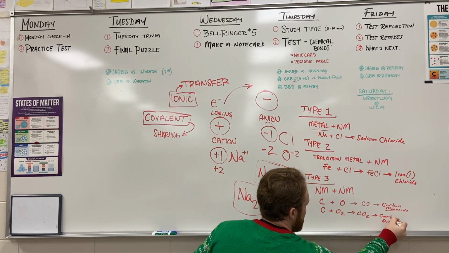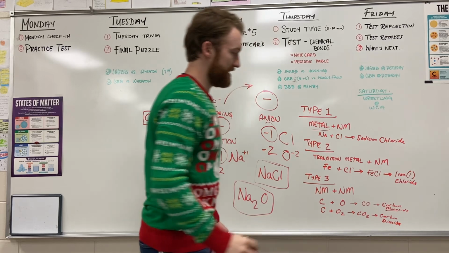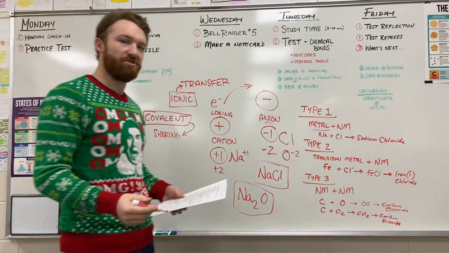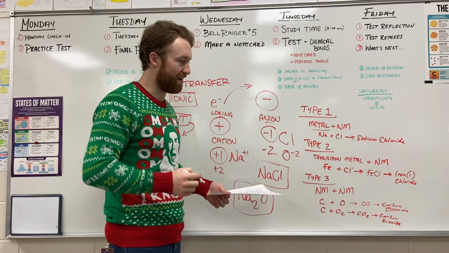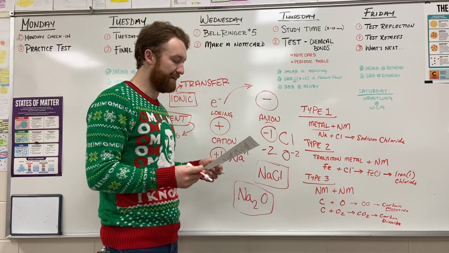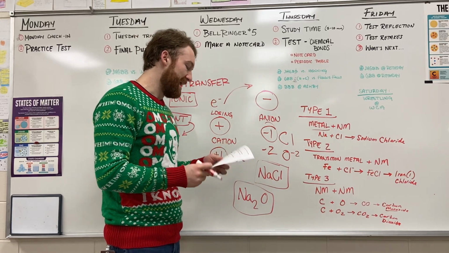And di is the prefix for 2. Okay, so carbon dioxide there. And I would highly suggest you write those Greek prefixes on your note card, so that way you don't have to memorize them, but some of you probably have the hang of them by now. So those are our 3 types.